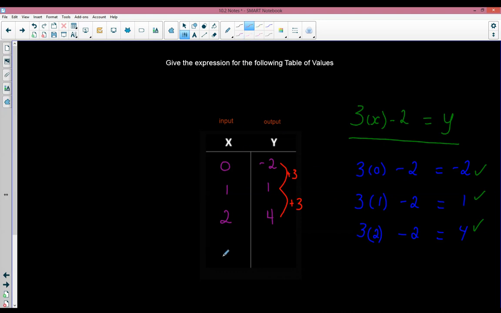So if we were asked what would be the value of y when x is 10, we would just use our information here by saying 3, and replace the input with the value of 10. 3 multiplied by 10 is 30. Subtract 2 is equal to 28.